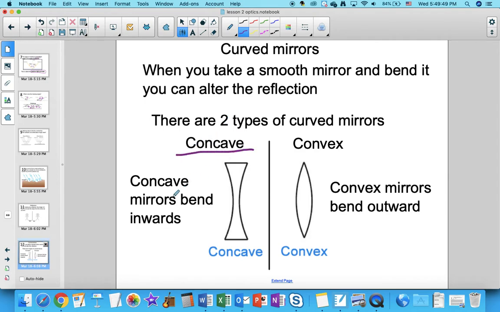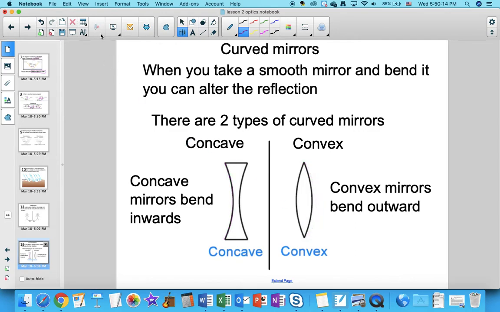Concave mirrors bend light inwards, right? And it's called concave because it bends inwards. A good way to remember it is it kind of bends inward like the entrance to a cave. And then we have convex. I like to think of convex as flex because it kind of looks like a muscle flexing, right? It bends outwards.